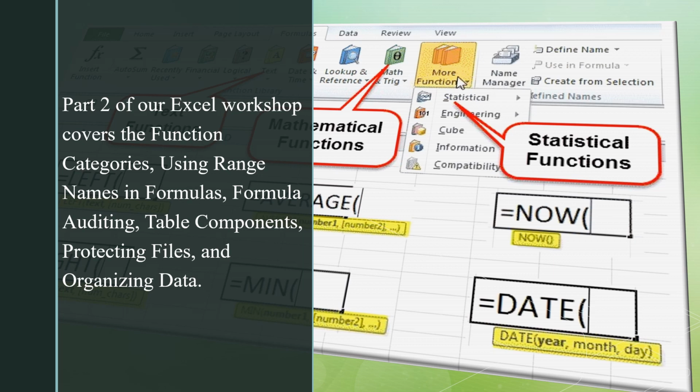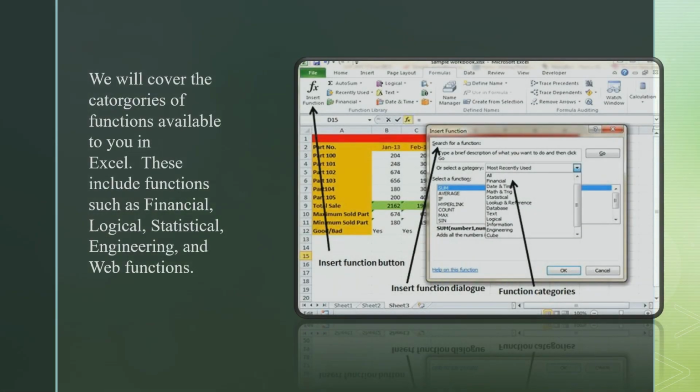Part 2 of our Excel workshop covers the function categories, using range names and formulas, formula auditing, table components, protecting files, and organizing data. We will cover the categories of functions available to you in Excel. These include functions such as financial, logical, statistical, engineering, and web functions.